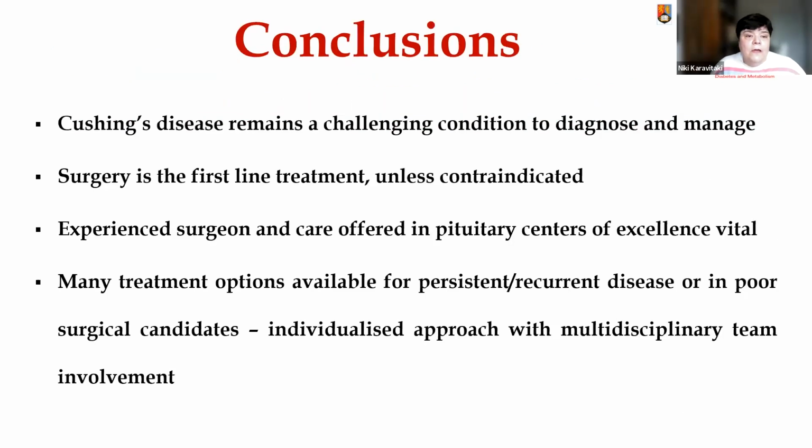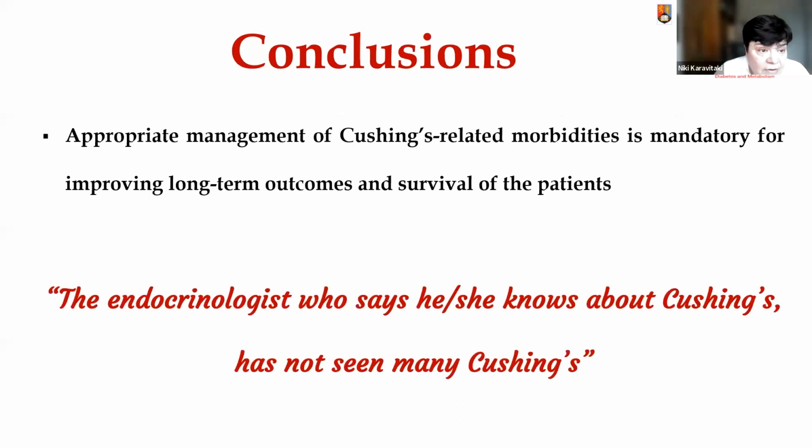So in conclusion, Cushing's disease and generally Cushing syndrome, but today we are talking about Cushing's disease, remains a challenging condition to diagnose and manage. Surgery remains the first line of treatment unless this is contraindicated. We need an experienced surgeon and we need care to be offered in pituitary centers of excellence. Thankfully, nowadays, we have many treatment options available for persistent or recurrent disease or in poor surgical candidates, and an individualized approach with multidisciplinary team involvement is necessary.